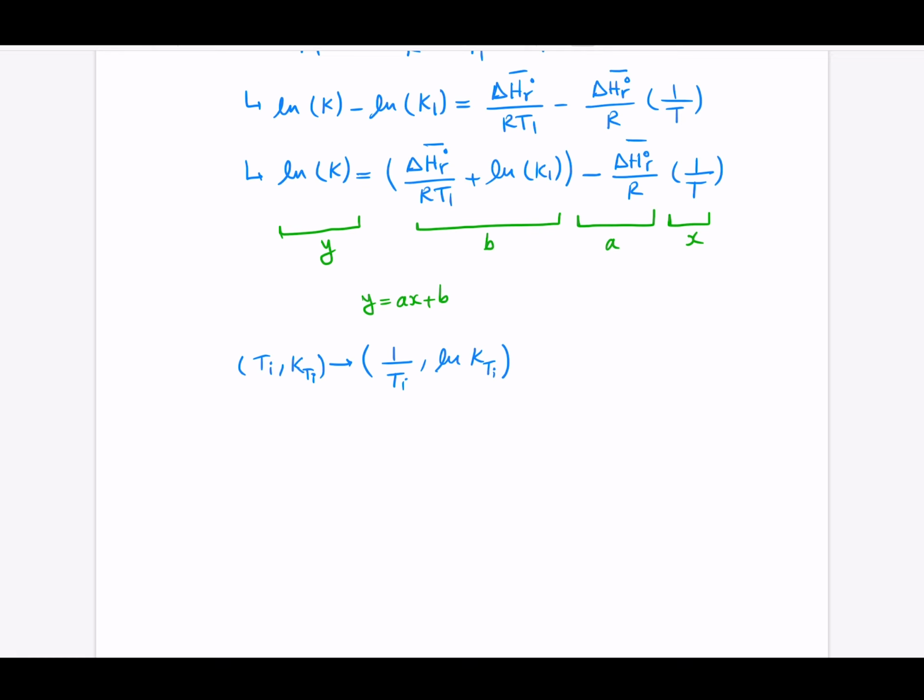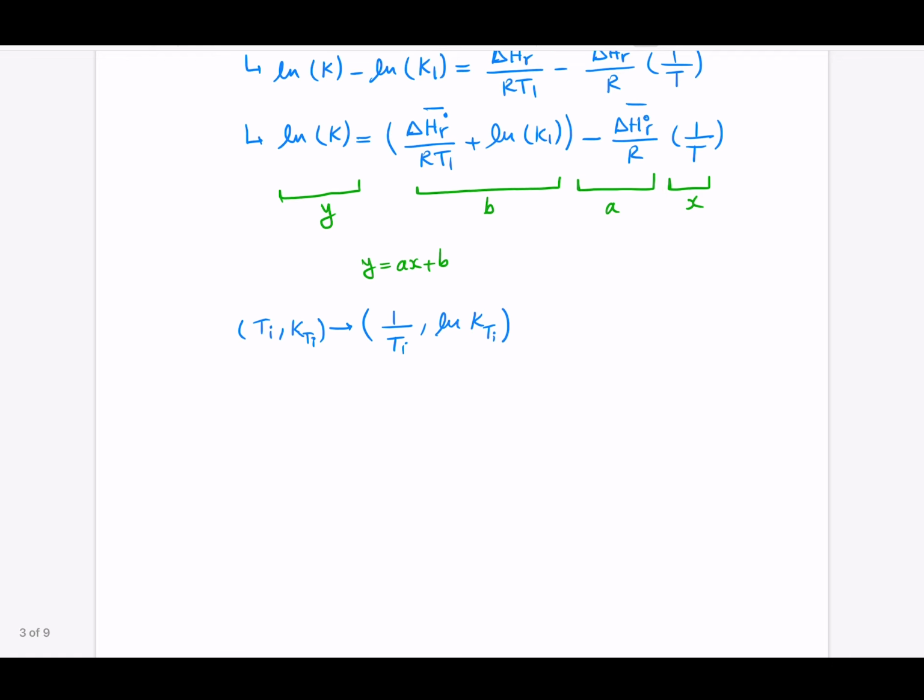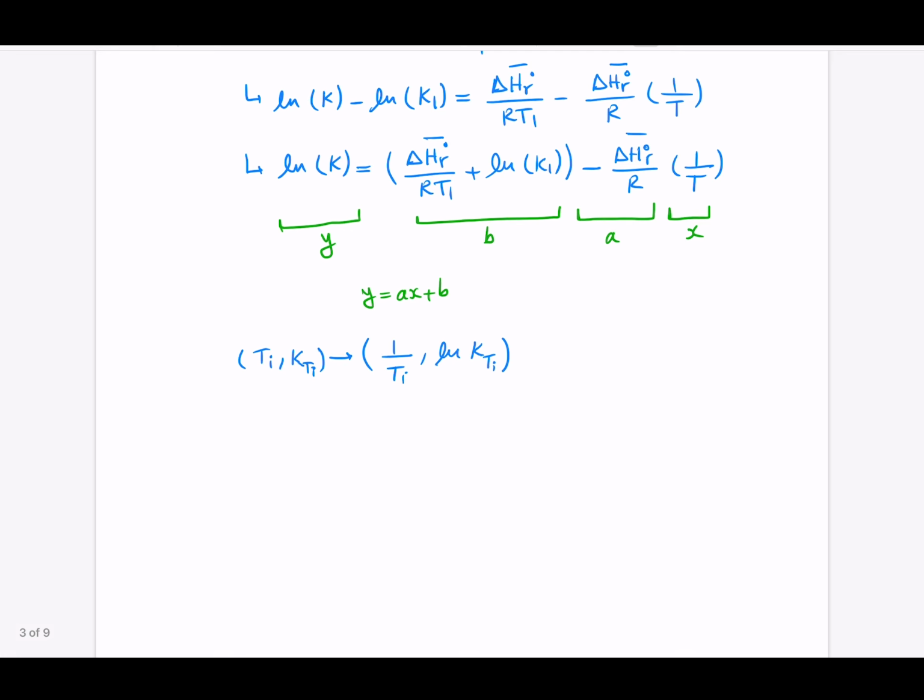So now if we switch the data from this one to this one, then we can plot, and whatever we're interested in is the slope of that linear curve. So basically what we're doing is plotting ln K over 1 over T.